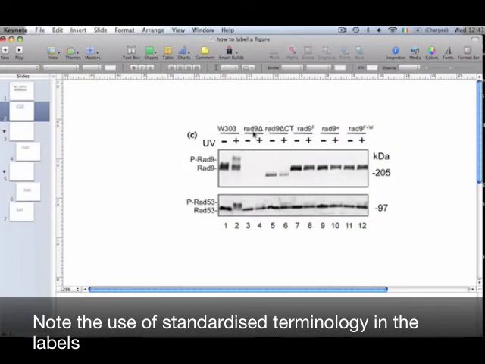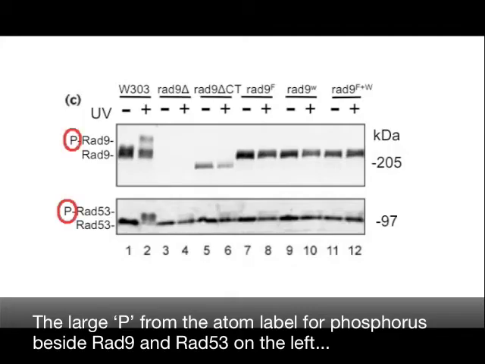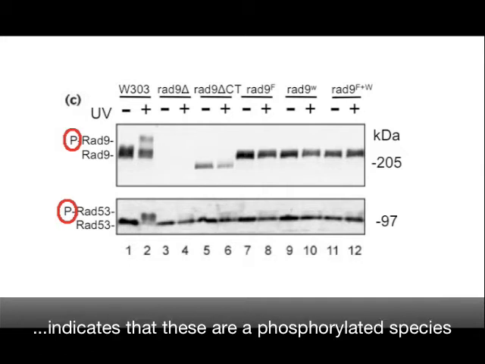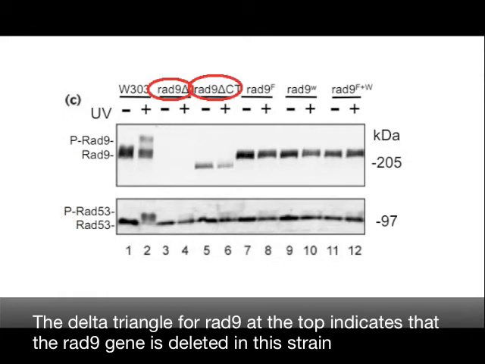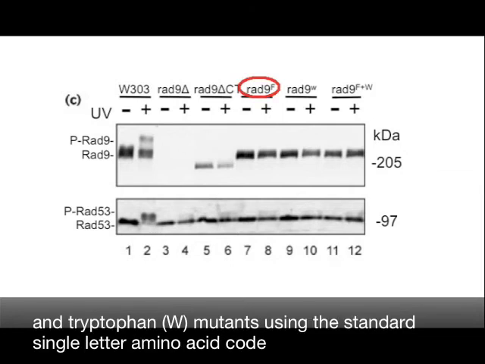Note the use of standardized terminology in the labels. The large P, from the atomic symbol for phosphorus, beside Rad9 and Rad53 on the left, indicates that these are a phosphorylated species. The delta triangle for Rad9 at the top indicates that the Rad9 gene is deleted in this strain. The F and W superscripts for Rad9 respectively indicate the phenylalanine (F) and tryptophan (W) mutants, using the standard single-letter amino acid code.